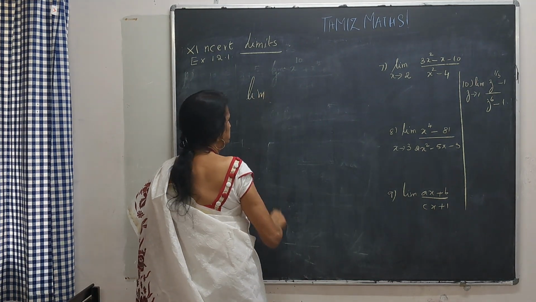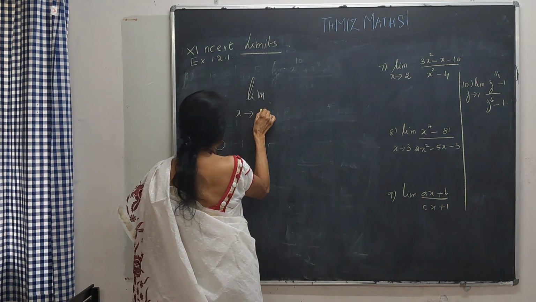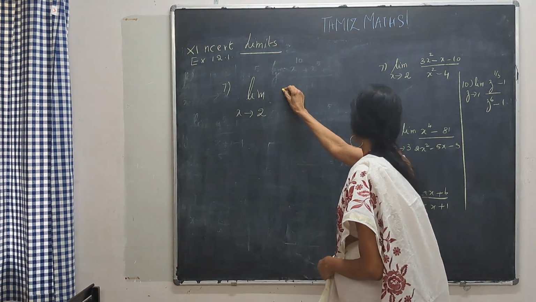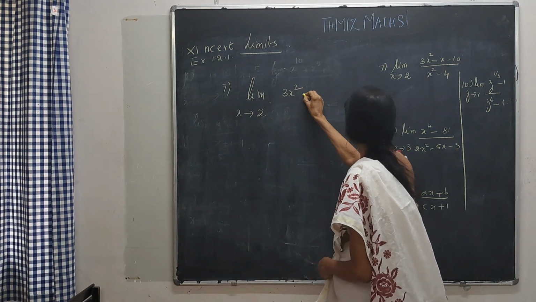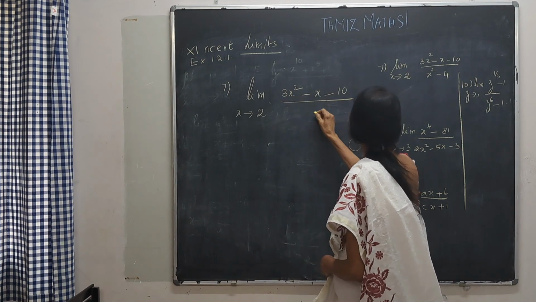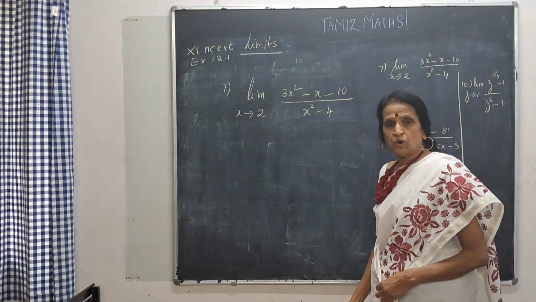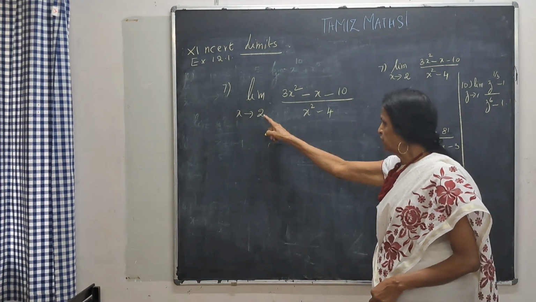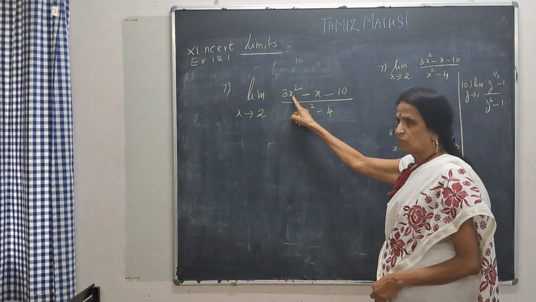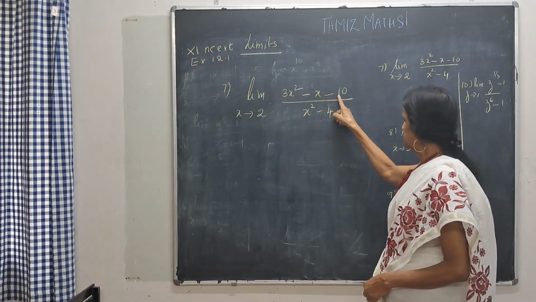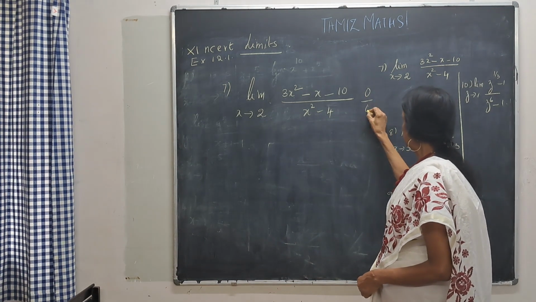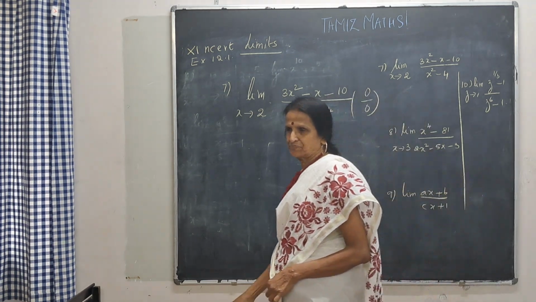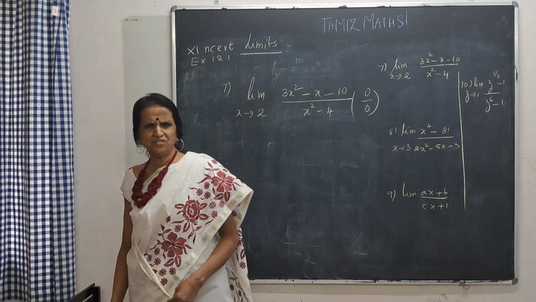Problem number 7. Limit x tends to 2 of (3x squared minus 6x plus 5x minus 10) by x squared minus 4. Two to three more problems are there, which will finish fast. It's always a must that whatever form you get, you put the limit in the bracket. Put 2 here: 3 into 4, 12, minus 2, minus 10, 0. 4 minus 4, 0. It takes an indeterminate form.